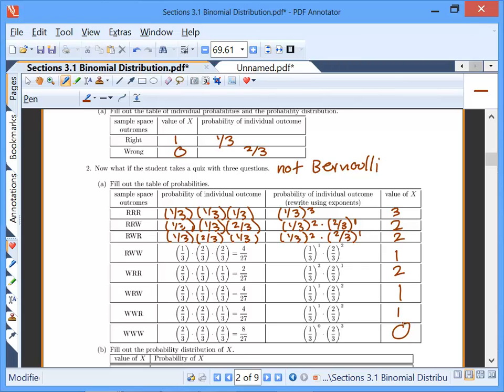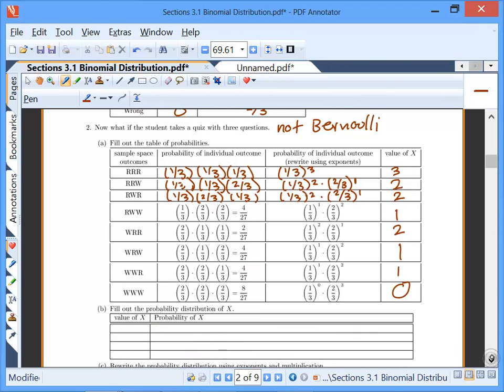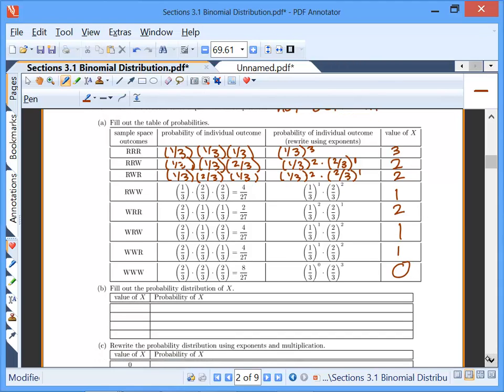So look through this. Like, if you haven't seen the binomial distribution before, what kind of patterns are you noticing? Are you noticing anything yet? So keep looking through patterns as we fill this out. So for my values of x, my possible values are 3, 2, 1, and 0. Okay. How would you find the probability of getting this 3?